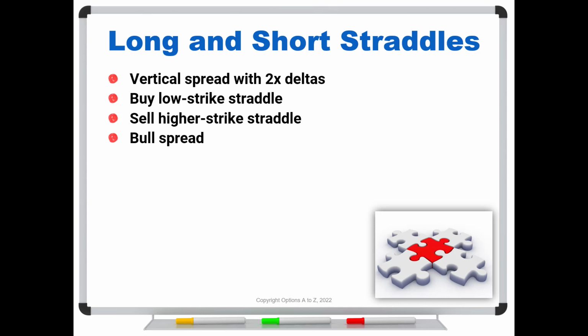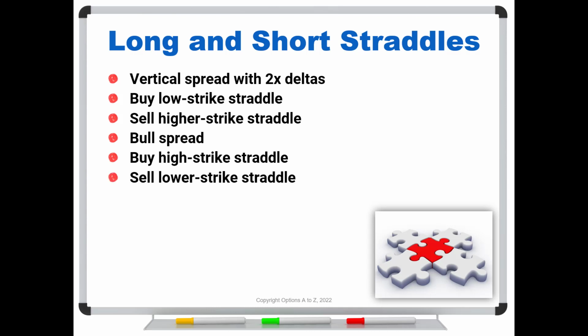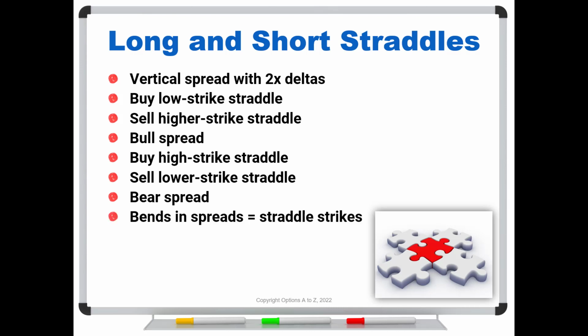Anytime you buy a low strike and sell a high strike, it's a bull spread. And that's true whether you're talking about calls or puts. On the other hand, if you buy a high strike straddle, maybe the 105, and sell a lower strike, perhaps the 100, that's going to be a bear spread. And yet the bends in your vertical spreads will be the same as the straddle strikes that you have chosen. And so that's how you can figure out what the resulting risk graph will look like.